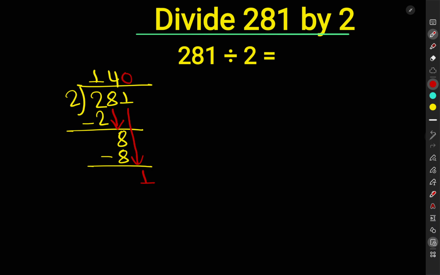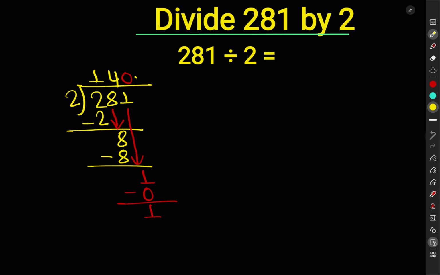So 2 times 0 means 0. On subtracting we get 1. So now this 1 is less than 2 and there is no other number beside.